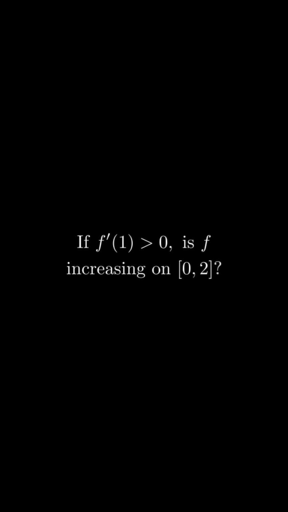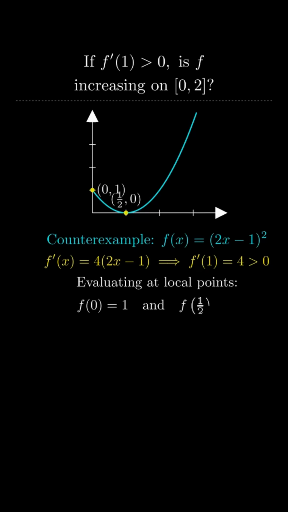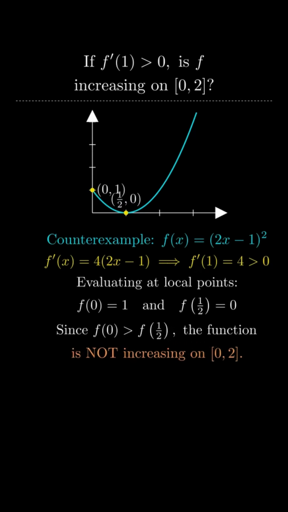Next, if the derivative of f at x equals 1 is positive, is f guaranteed to be increasing on the entire interval from 0 to 2? This statement is false. For a counterexample, consider the function f of x equals (2x minus 1) squared. Its derivative is f prime of x equals 4 times (2x minus 1), which is equal to 4 at x equals 1. However, evaluating the function at local points shows that f of 0 is equal to 1 and f of 1/2 equals 0. Because the function value decreases from 1 to 0 on this interval, the function is not increasing on the interval from 0 to 2.